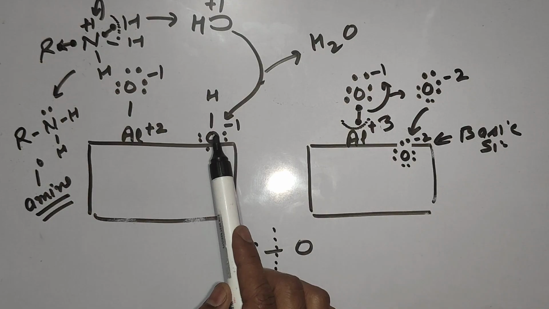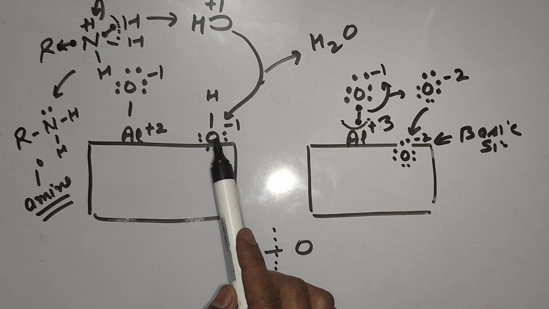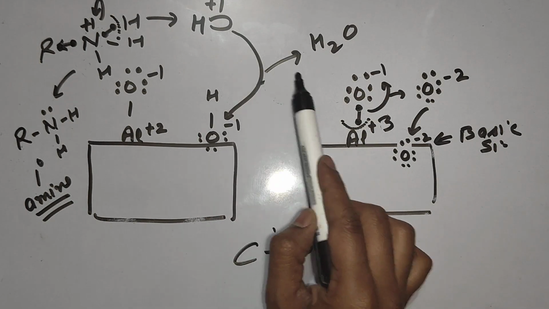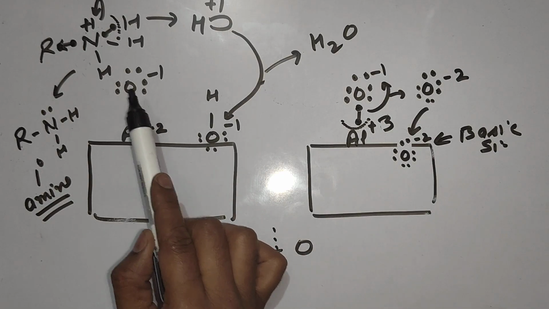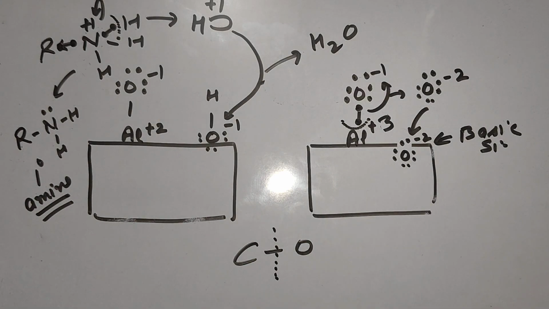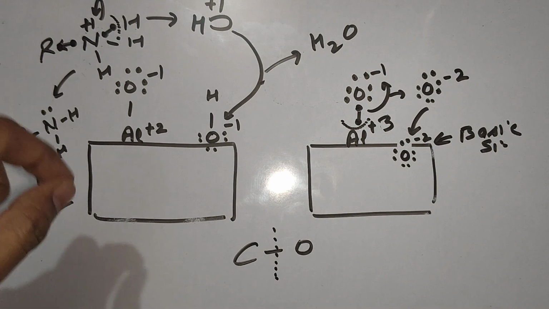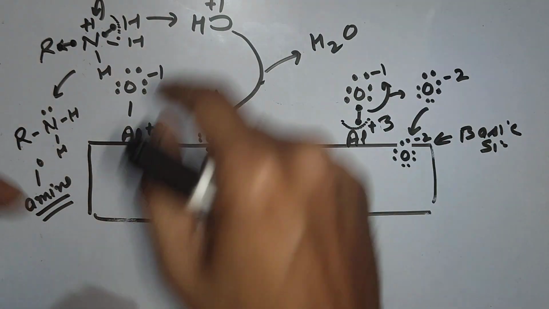This oxygen was from aluminium oxide. It has become H2O, and at the side of this oxygen, the oxygen of alcohol will come to fill the vacancy. So in this fashion, 1 degree amine will generate. Don't think the reaction is stopped. Wait.